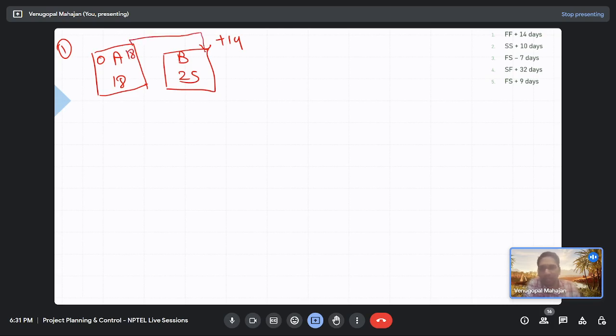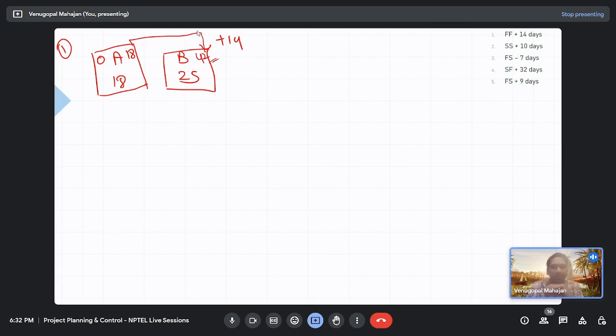What about activity B? Late finish would be 18 plus 14. How much? 32. Right? Sorry, early finish would be 18 plus 14. Early finish would be 32. Can it be any other value?